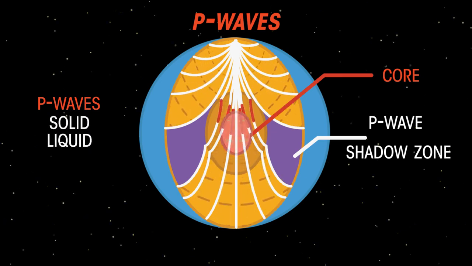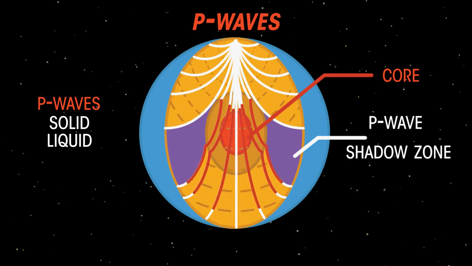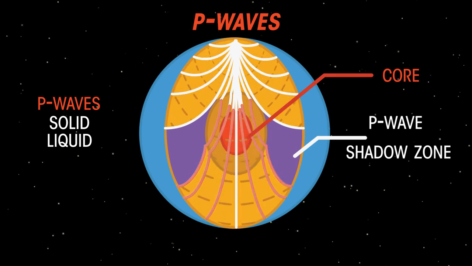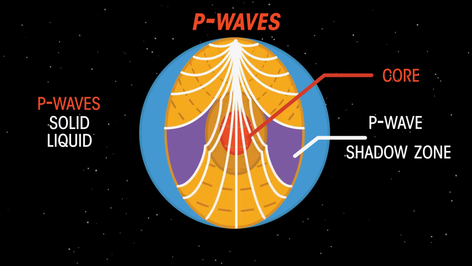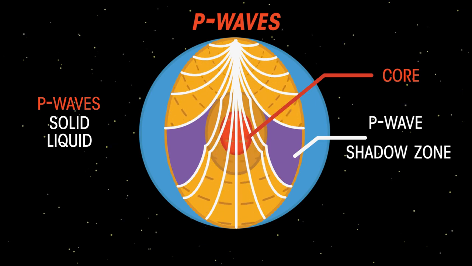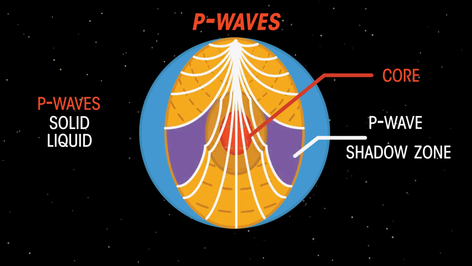The core dramatically alters the path of the waves as they approach or pass through it, which suggests a significant change in density from a solid into a liquid state, magma. This is how we explain the so-called P wave shadow, and so begin to understand the structure of our Earth.